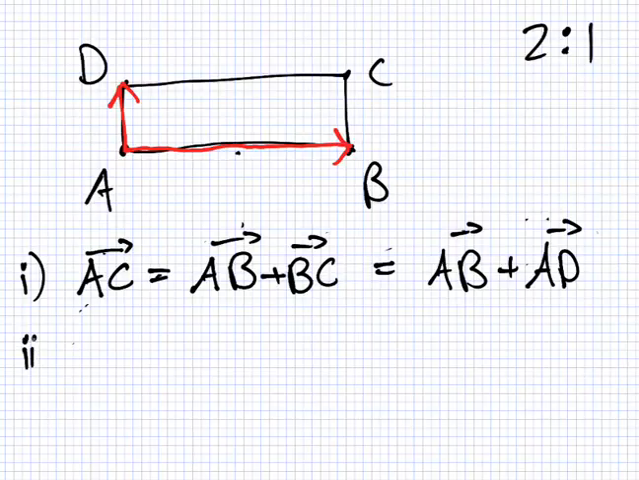Now let me give you another one. We'll make them a little bit more difficult. So what I'm doing is I'm putting a point M right in the middle of DC. So now I want you to give me AM in terms of AB and AD as well.